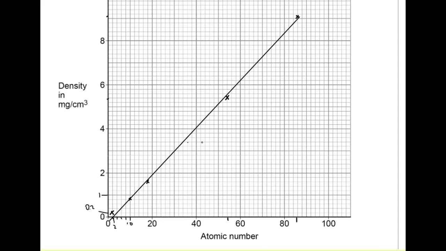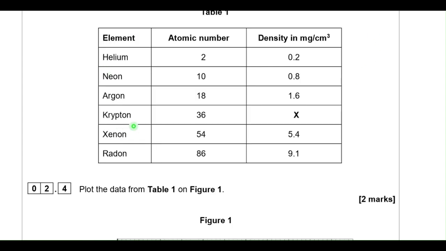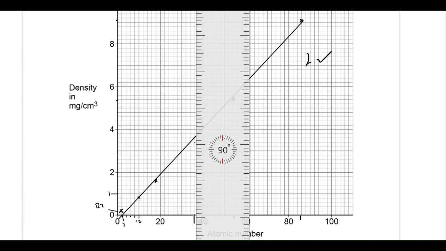Page 2.5. Estimate the density X of krypton. Use figure 1 and table 1 for 1 mark. Here's table 1, and you can see this is what we're looking for. The best way to do that is use a ruler on your graph. Draw a line up like we've done here from 36. That is called a construction line.